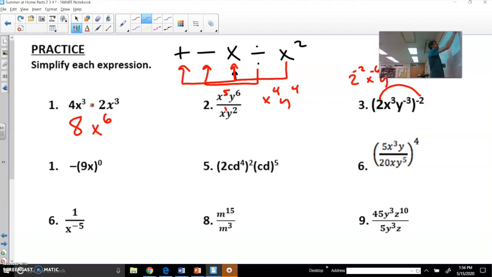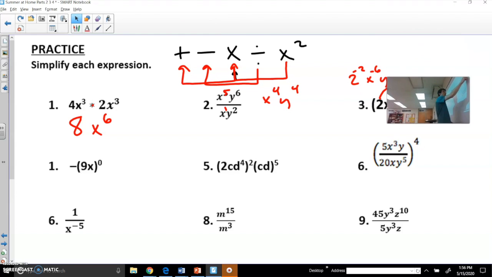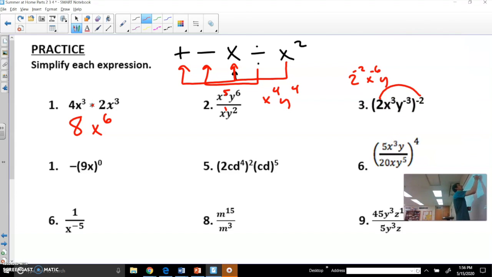Let me move myself out of the way here. And so now I want to clean some stuff up because I really don't want anything to be left as a negative. So I really want to say, well, 2 to the -2, that really means I'm dividing by 2 twice. And so I really want to move that to the bottom. Same thing with my x. It's negative, so I want it to move to the bottom and become positive.